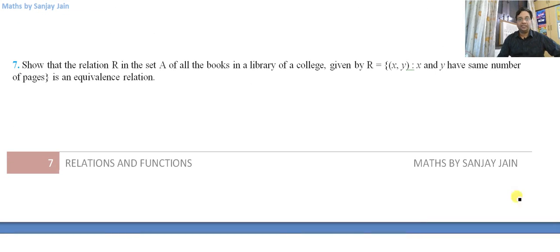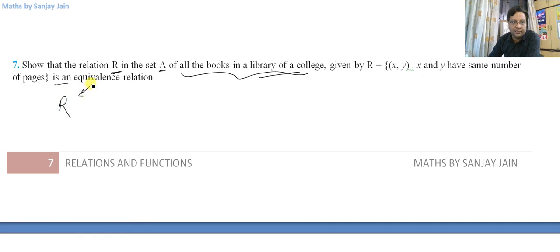Show that the relation R in set A of all the books in a library of a college, where X and Y have the same number of pages, is an equivalence relation. So relation R is defined in set A, which is a set of all the books in a library. For it to be an equivalence relation, it should be reflexive, symmetric as well as transitive.